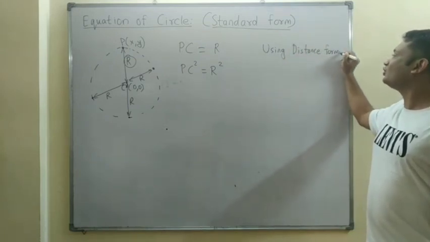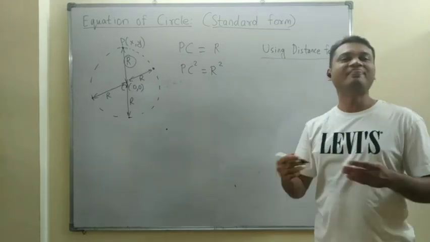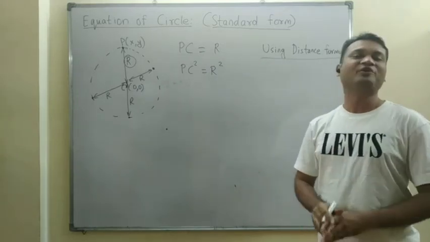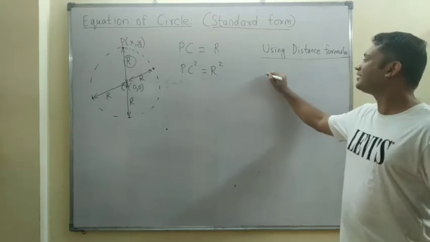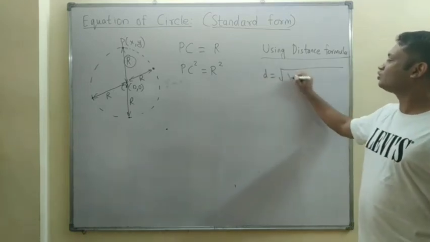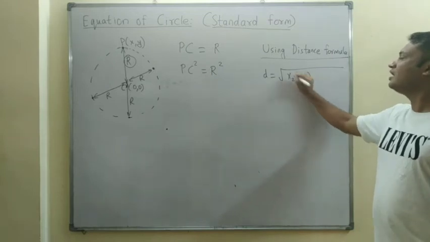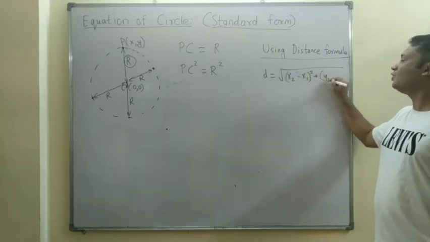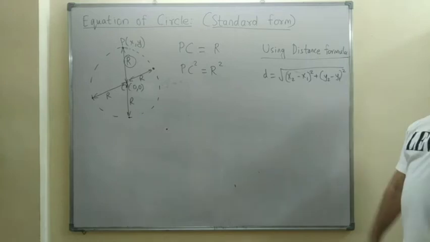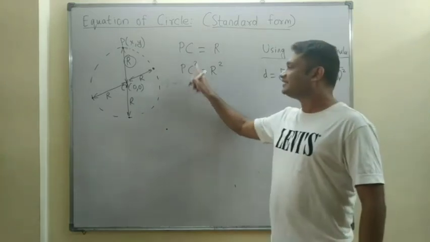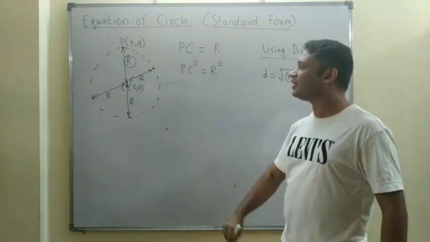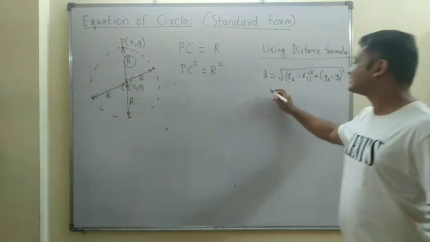It is root of (x2 minus x1) the whole square plus (y2 minus y1) the whole square. So D, the distance, is root of (x2 minus x1) the whole square plus (y2 minus y1) the whole square. So PC square is R square.